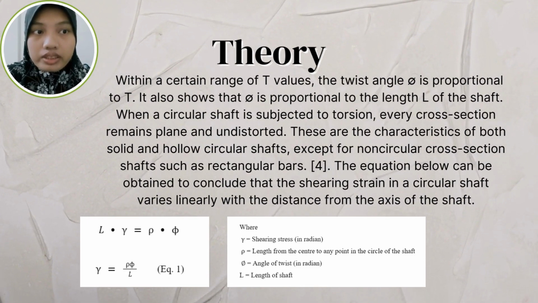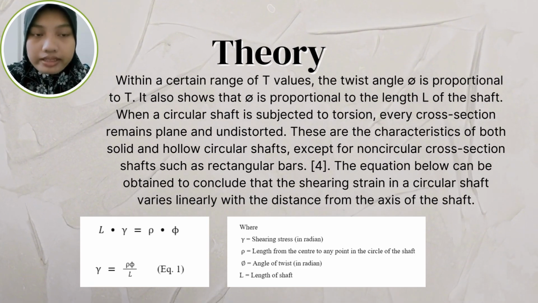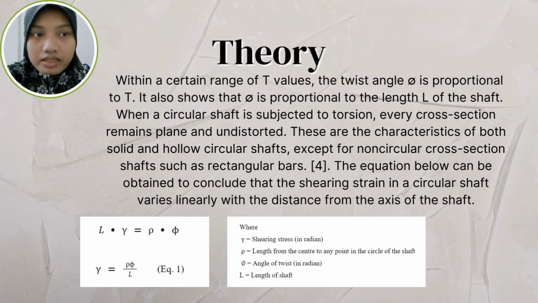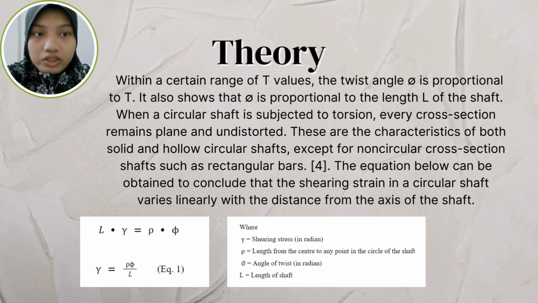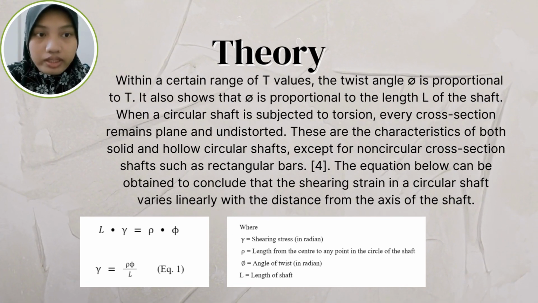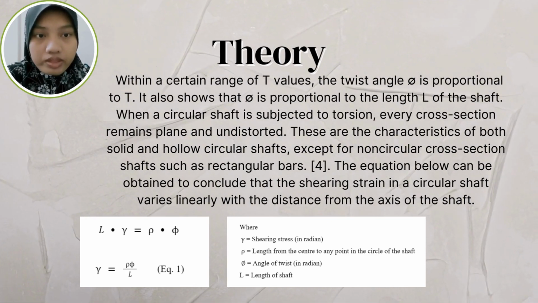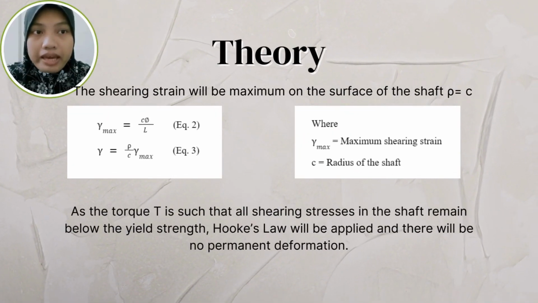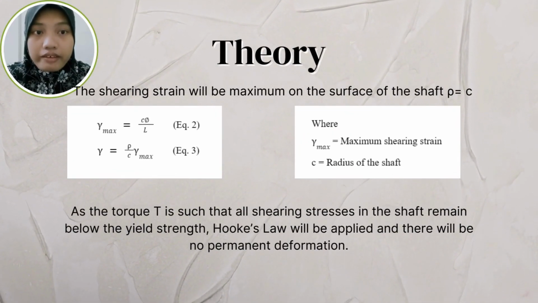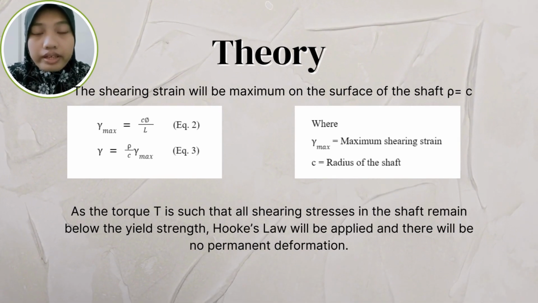The equation below can be obtained to conclude that the shearing strain in a circular shaft varies linearly with the distance from the axis of the shaft. When we arrange the equation, we find that the shearing strain in radians is equal to the length from the center to any point in the circle of the shaft times the angle of twist in radians over the length of the shaft. The shearing strain will be maximum on the surface of the shaft, where the length of any point in the circle is equal to the radius of the shaft.